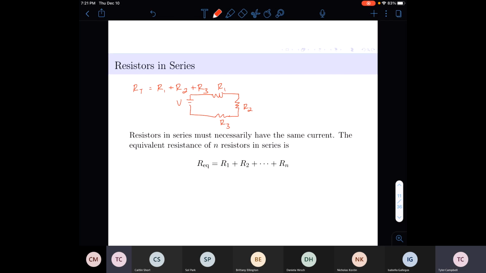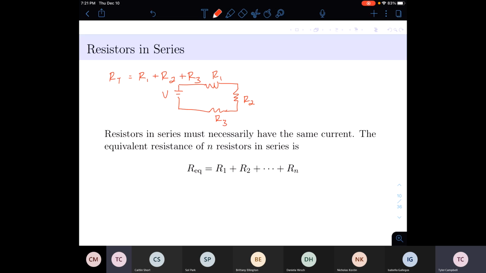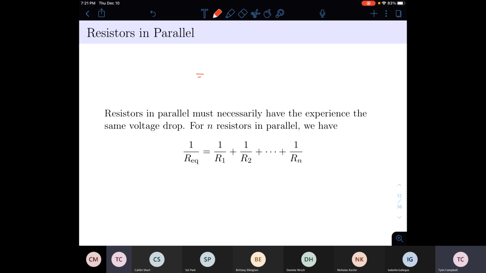On the other hand, parallel is a little bit easier to understand in terms of what the configuration looks like, but the math is kind of annoying.